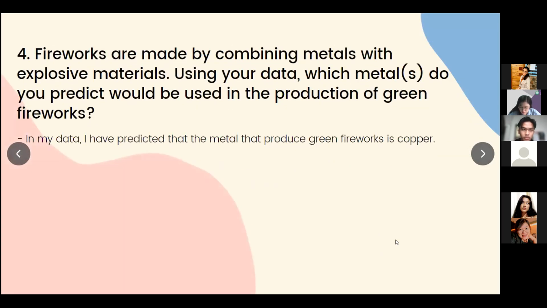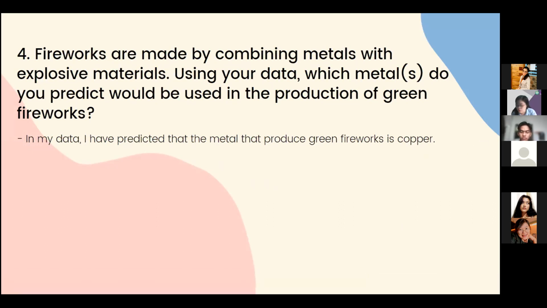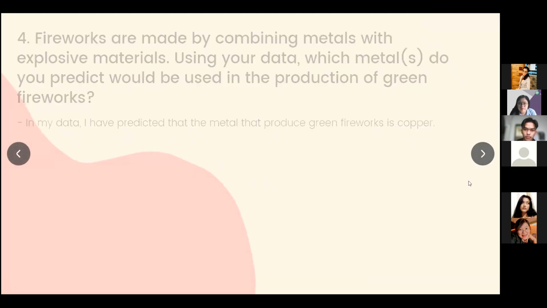For question number 4, fireworks are made by combining metals with explosive materials. Using your data, which metals do you predict would be used in the production of green fireworks? In our data, we have predicted that the metal that produces green fireworks is copper. For the data table, Ms. Olarte will be discussing it.